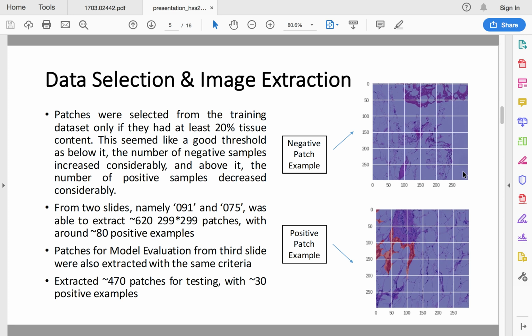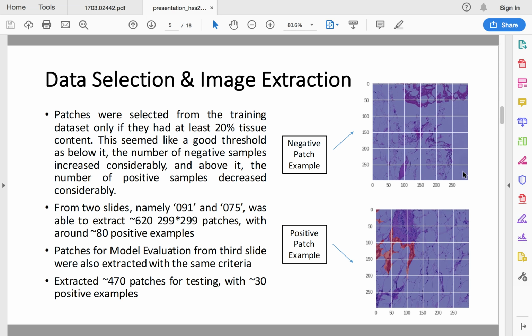For data selection and image extraction, patches are selected if and only if they contain at least 20% of tissue. And this seems like a good threshold because below it, I end up with a very high number of negative samples, and above it, I end up with very low number of positive samples. And given it's an imbalanced classification problem, I want to ensure that I get as many positive samples as possible for the classifier to learn from them.